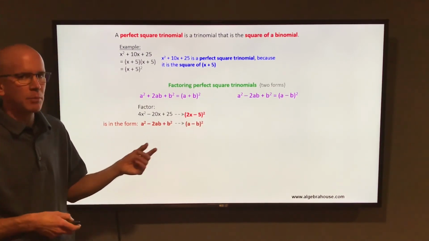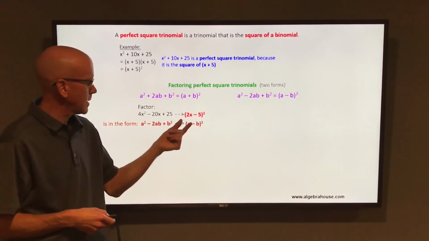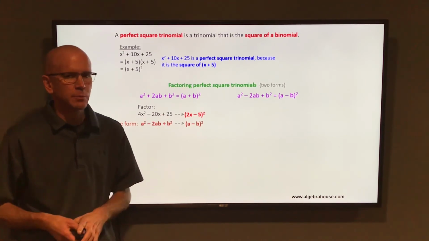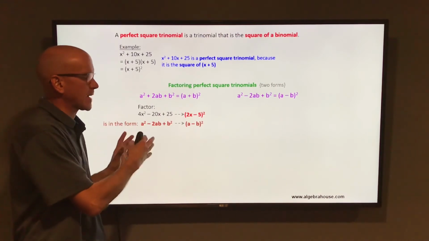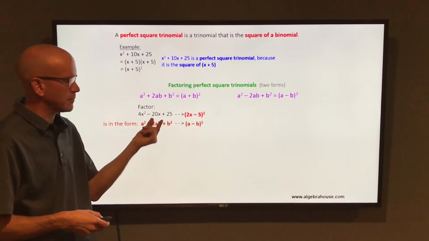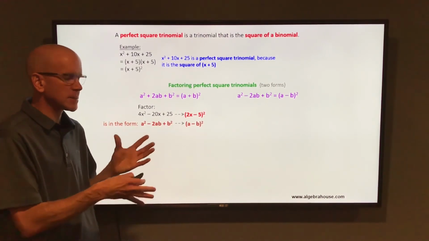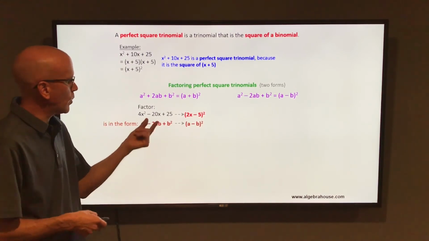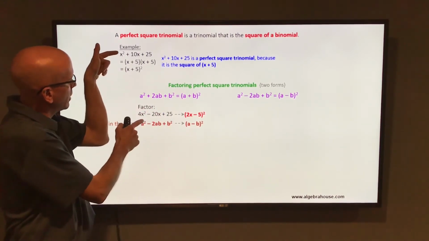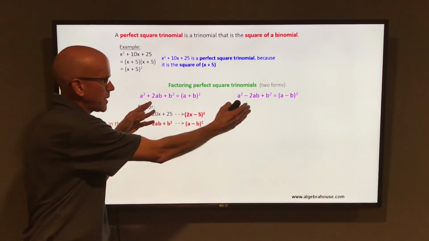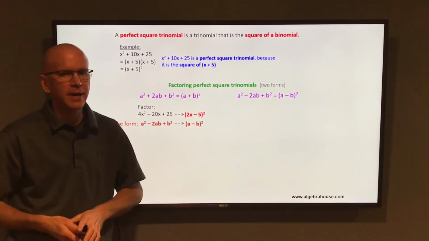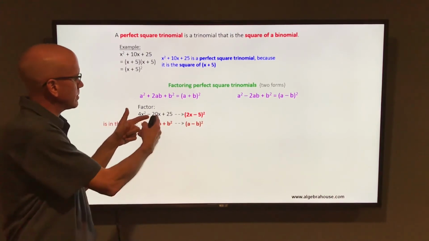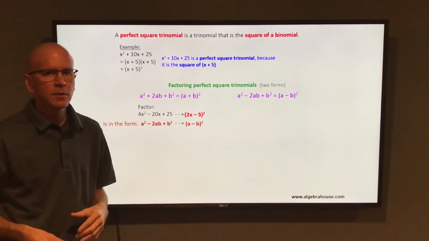Now you could check that: multiply 2x minus 5 by itself. You would get this 4x squared minus 20x plus 25. Really, this is an option. You really don't have to factor in this way. You could still do factoring by grouping. You could go that route. This is somewhat of a shortcut. So if you recognize you're looking at a perfect square trinomial, and you know these patterns and how this factors, then go ahead and save some time and factor it this way. But factoring by grouping that we talked about earlier will still work here.